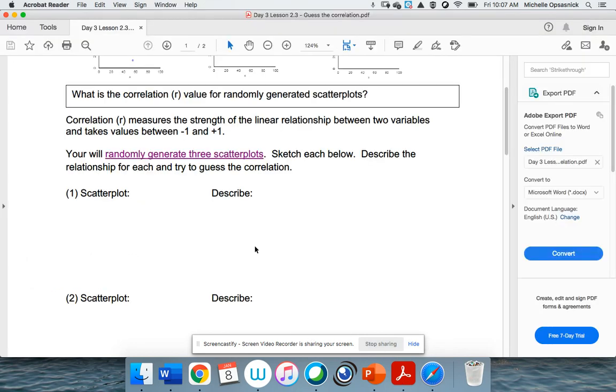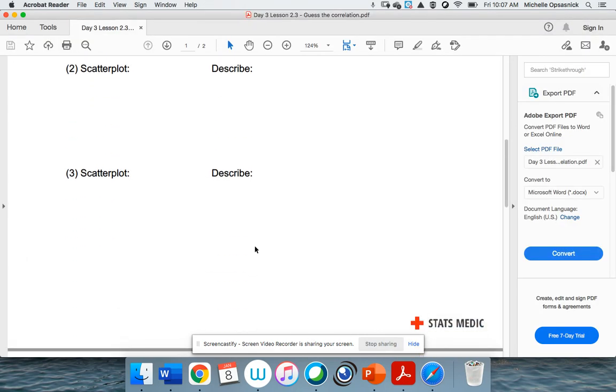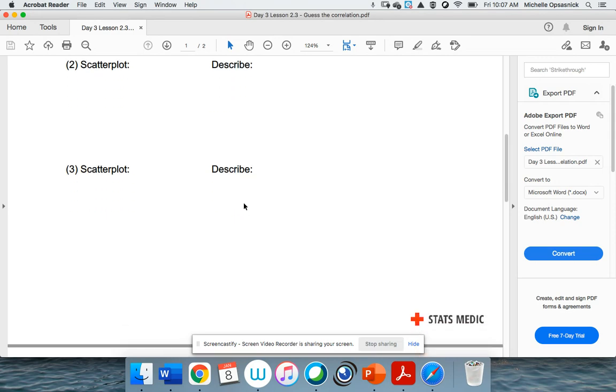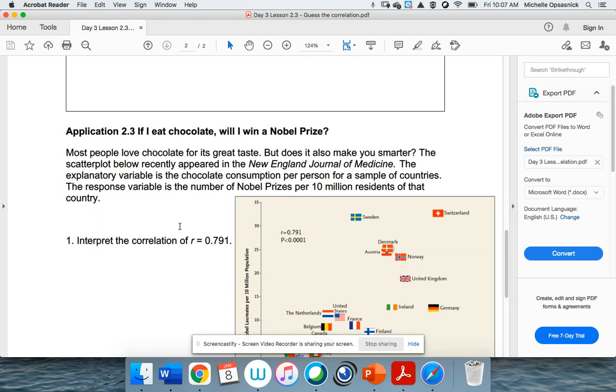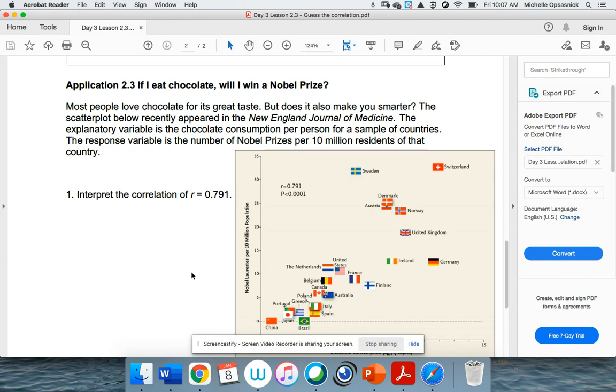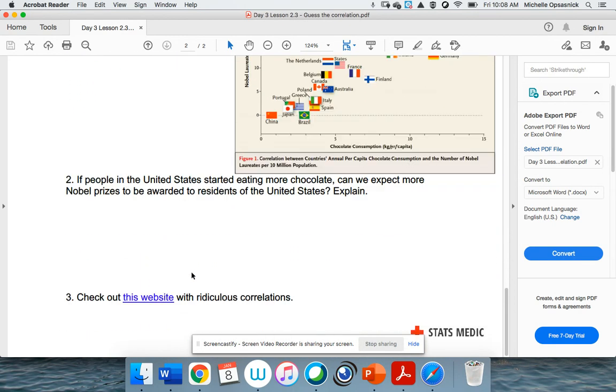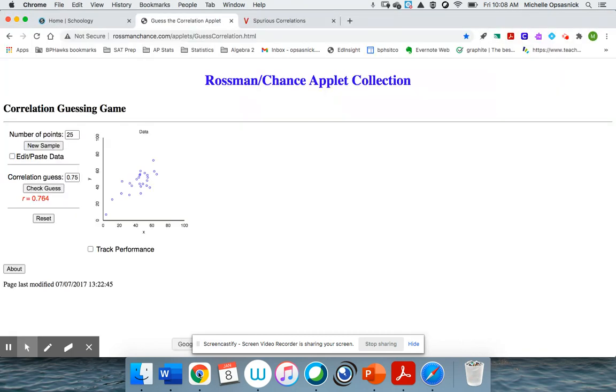So on your worksheet, you have space for 3 scatter plots. You can try additional ones if you'd like, but you don't have to draw them all. And then you're going to go ahead and answer this question here about scatter plots and correlation. And then at the very bottom, there's another link here that you can click that's going to show you some variables that are very closely correlated, but the associations are just ridiculous. There's not a way for us to say that one thing causes another. So that's something that if you'd like to explore, you can click on that link, or I will link that in the assignment for you as well.